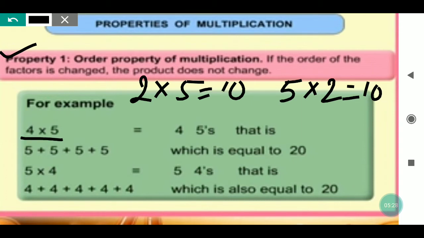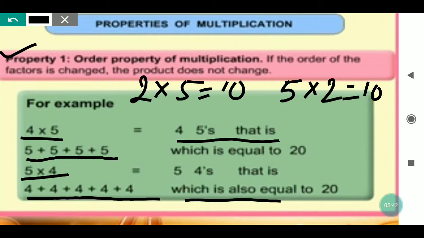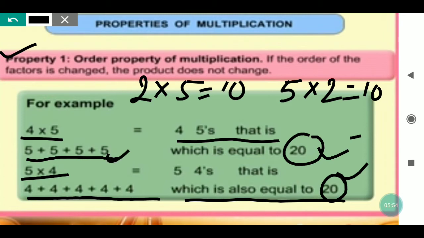Like 4 into 5, okay, or 5 plus 5 plus 5 plus 5, which means 4 times, or 5 into 4, or 4 plus 4 plus 4 plus 4 plus 4, 5 times. In both the cases you will get the equal product, that is 20. Both the times we will get 20. 4 into 5 is also 20. 4 times we are adding 5, then also 20. 5 into 4 is also 20.